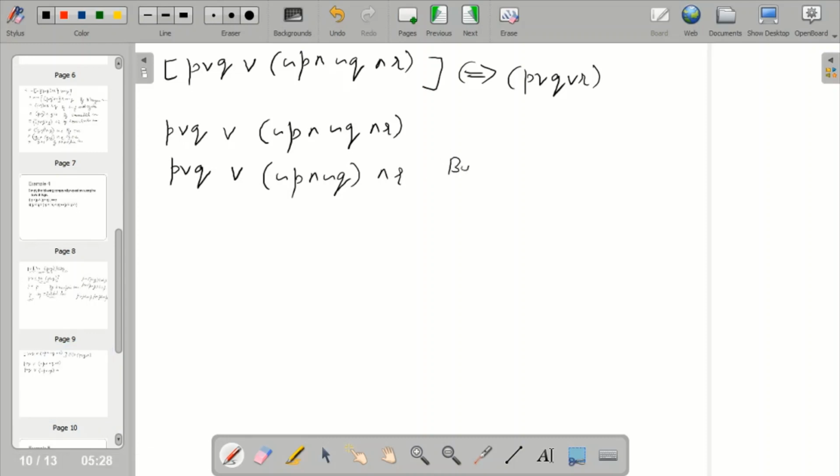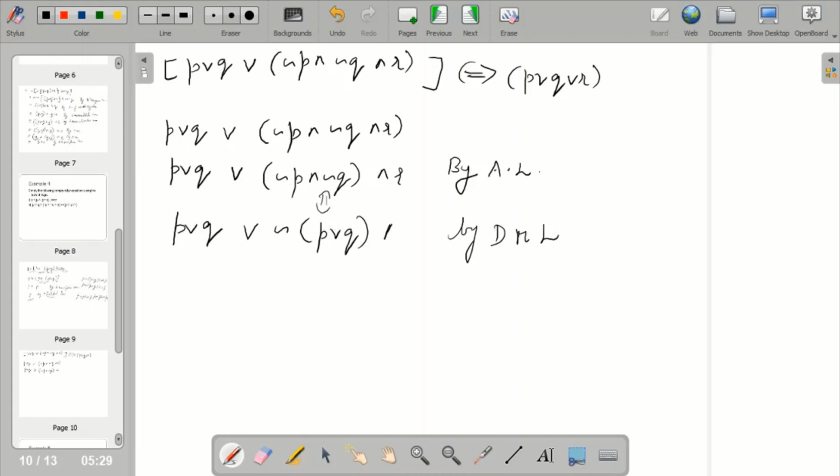By which law? We applied the associative law. By associative law, I just wrote associative. Can I write P or Q or negation of P or Q? What is this? This is in the form of De Morgan's law. That is nothing but negation of P or Q will always give you negation of P and negation of Q. Which law I applied? By De Morgan's law.